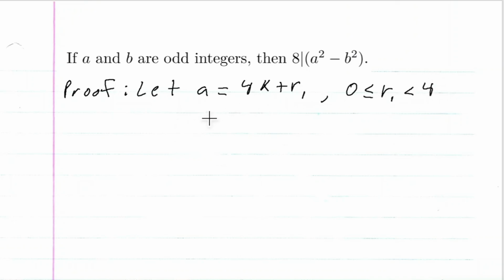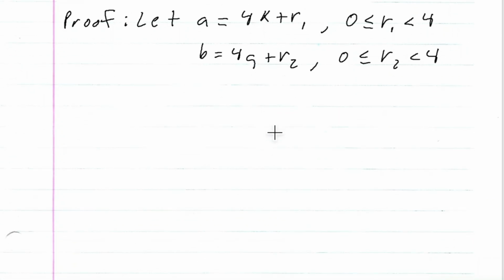And b be equal to 4q plus r sub 2, where r sub 2 is bigger than or equal to 0 and less than 4. And of course, k and q are integers, right? Where k and q are integers.